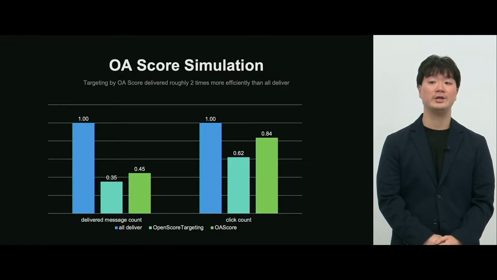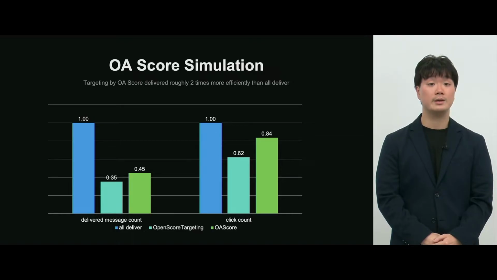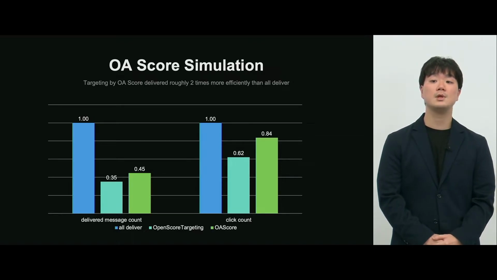Please take a look at this graph on the slide. This is a result of the A/B test simulation conducted at that time. The graph compares distribution to all the followers, distribution by open score targeting, and distribution by the newly created OA score. From left to right, it shows the ratio of the number of distributions and the clicks for each method.